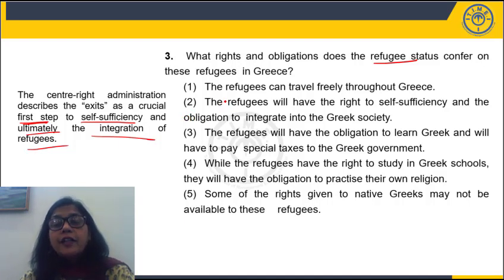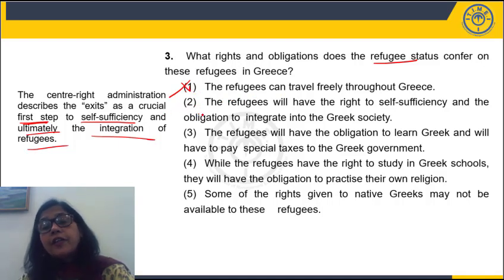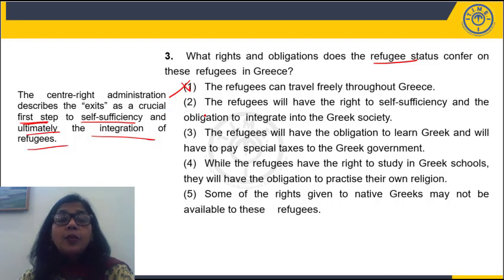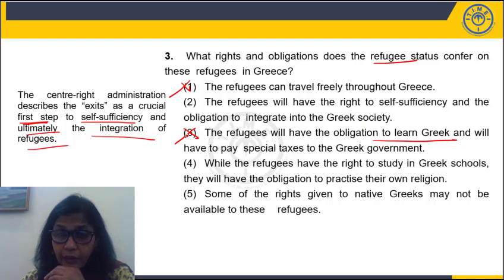The refugees can travel freely throughout Greece. No, not mentioned, right? 2 says the refugees will have the right to self-sufficiency and the obligation to integrate into the Greek society. Yes, possible answer. 3, the refugees will have the obligation to learn Greek. Nothing like that. We need not even read ahead. And pay special taxes. That is again not mentioned.